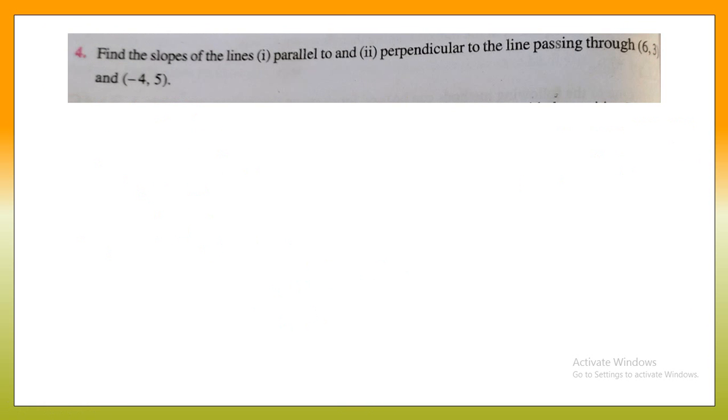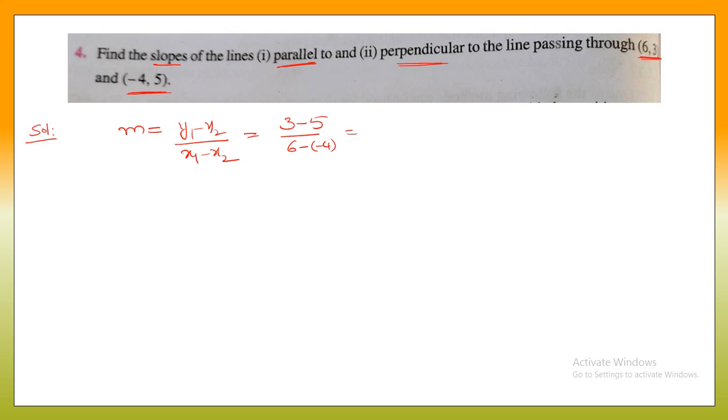So find the slopes of the lines parallel to and perpendicular to the lines passing through (6, 3) and (-4, 5). So it is asking you to find the slopes of the lines parallel to and perpendicular to. So first of all, we will be finding the slope of this particular line, right? So the slope of this particular line is given by (y1 minus y2) by (x1 minus x2), right? So this I can write as, what is y1 here? So y1 is 3 minus 5 by x1 minus x2. So x1 is 6 minus x2, which is minus 4.